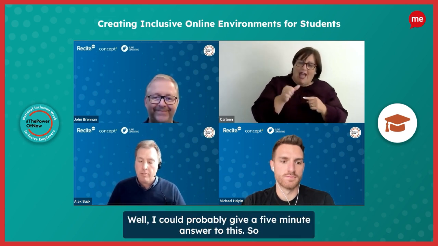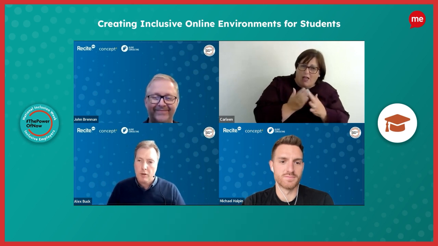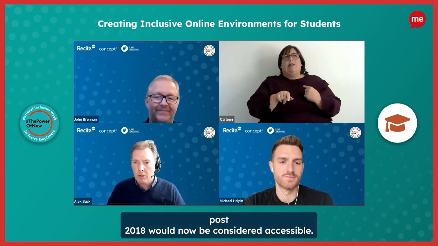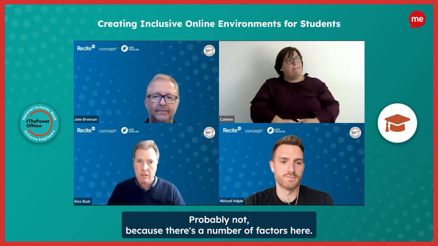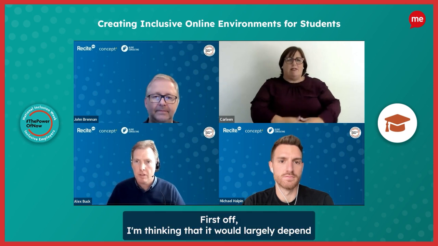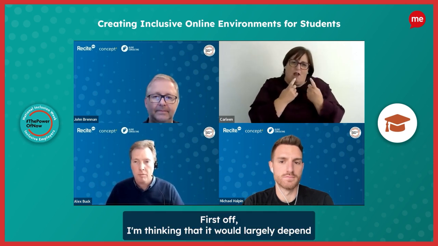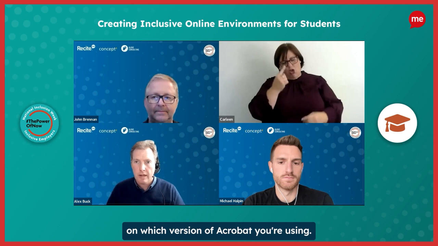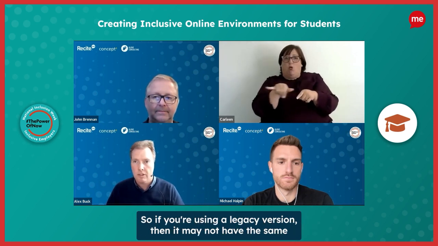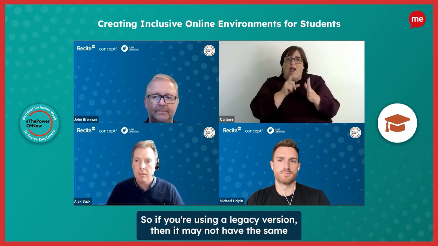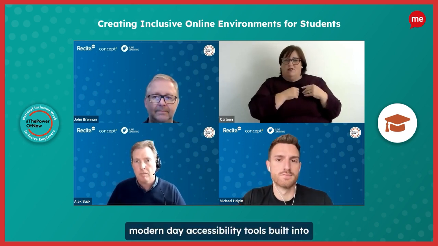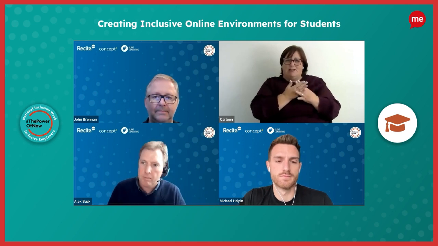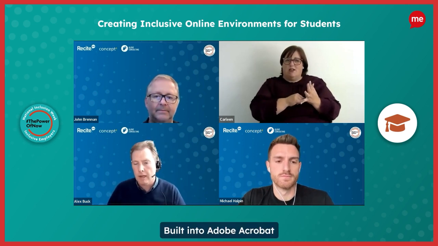Wow, I could probably give a 5-minute answer to this. So would I say that all PDFs post 2018 would now be considered accessible? Probably not, because there's a number of factors here. First off, I'm thinking that it would largely depend on which version of Acrobat you're using. So if you're using a legacy version, then it may not have the same modern day accessibility tools built into Adobe Acrobat or whatever the PDF creator is.